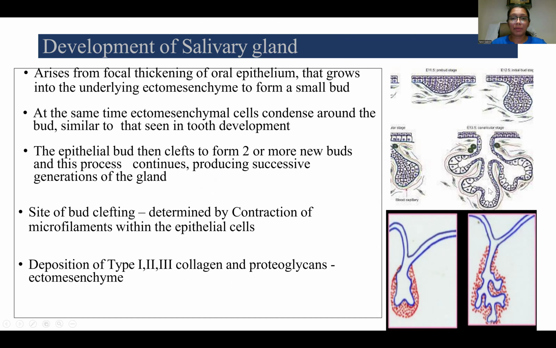around 3-4 buds have been formed, and this process is going to continue, and the site of budding is going to be determined by the contraction of the microfilaments which are going to be present within the epithelial cells. There's deposition of type 1, type 2, type 3 collagen and proteoglycans in the ectomesenchyme. Here also we can see the dense ectomesenchymal condensation, along which the clefts have been formed in order to divide into 2 or 3 buds.